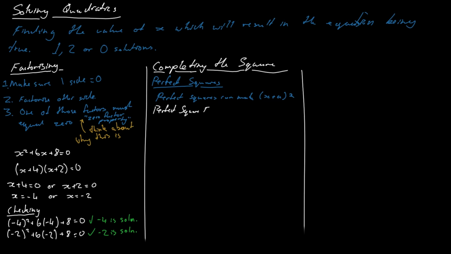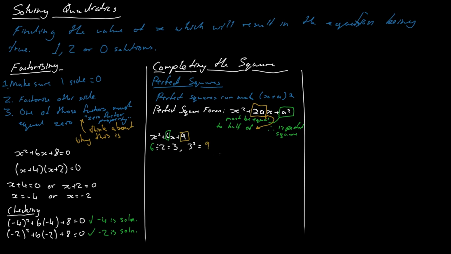It usually comes in the form of x squared plus 2ax plus a squared, which means that if the constant term is equal to the square of half of the coefficient of x, it is a perfect square. So in the example of x squared plus 6x plus 9, the coefficient of x is 6, half of that is 3, and then the square of 3 is 9. And so that means that it is definitely a perfect square. And in x squared plus 14x plus 49, the coefficient of x is 14, and half of that is 7, and the square of that is 49. So that means it's also a perfect square.